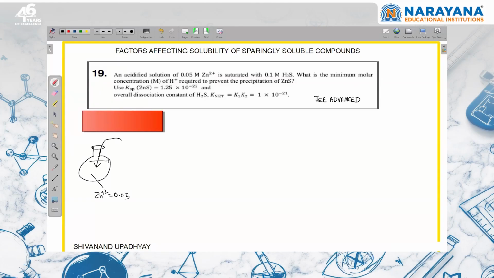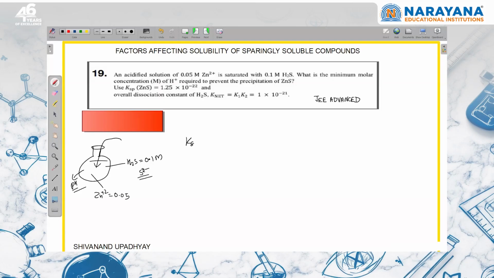So this solution is saturated with respect to H2S. The concentration is 0.1 molar. Now this H2S will provide sulfide ion. Depending on what is the pH of the solution, the concentration of sulfide ion can vary. So suppose I am not adding anything, and this is only a saturated solution of zinc sulfide, then what is the concentration of Zn2+ required?